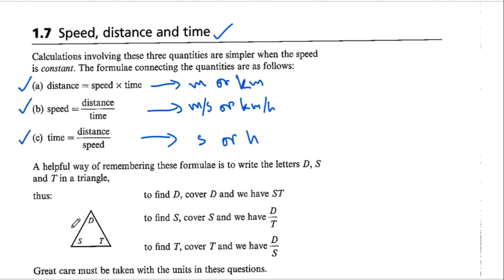Now, to remember all these three formulas easily, you just need to remember this triangle. Distance is at the top, and speed and time, two of them, are at the bottom. So we can say that distance equals speed into time, speed equals distance by time, and time equals distance by speed.